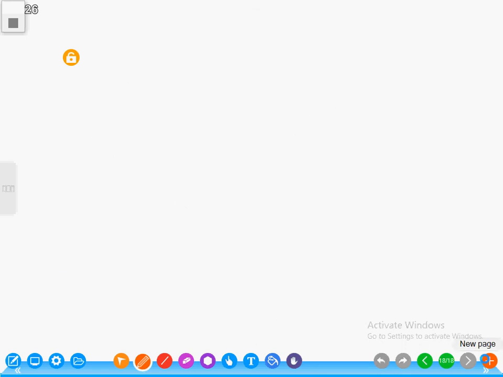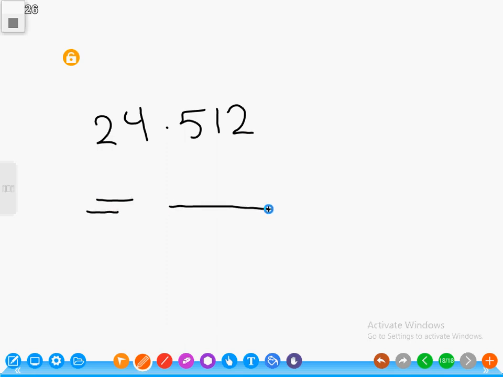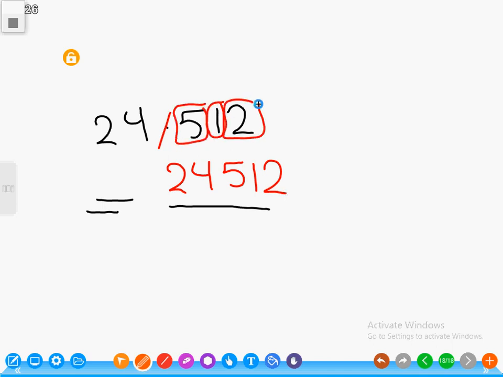The last example. 24.512. Let's write it as an improper fraction. Ignore the decimal point. Write the number 24,512. And let's count how many digits after the decimal point: 1, 2, 3. So we will write 1 and put 3 zeros, 1000.